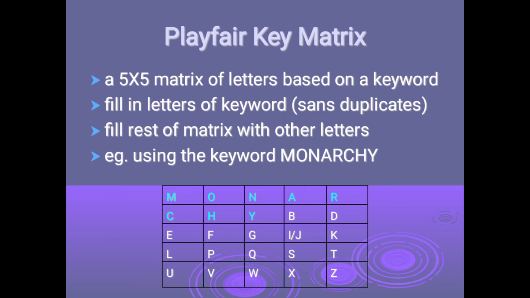What is the first letter? A. A is in the keyword itself, so leave that. B is not in the keyword, so put B. C is there, leave it. D is not there, so put D. Like that you have to fill the rest of the matrix.